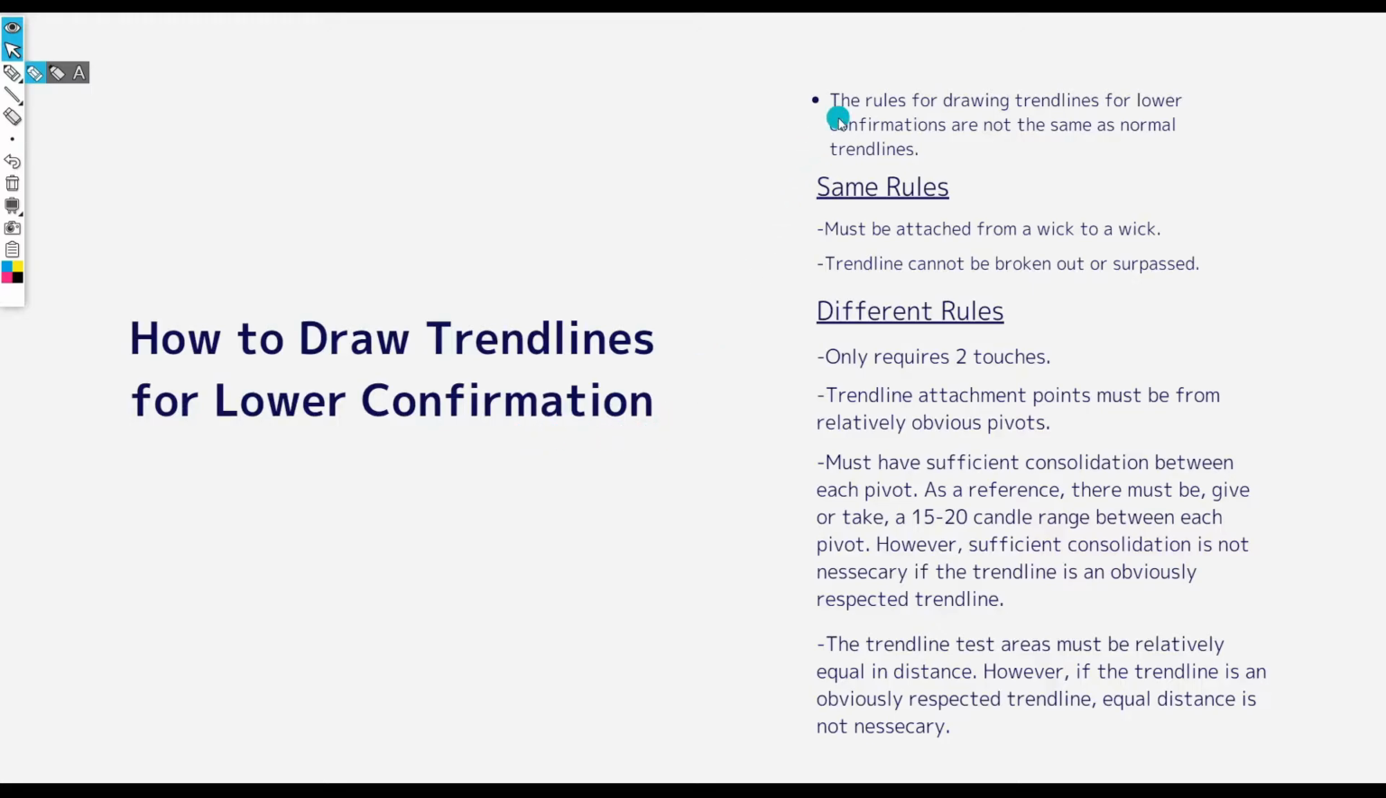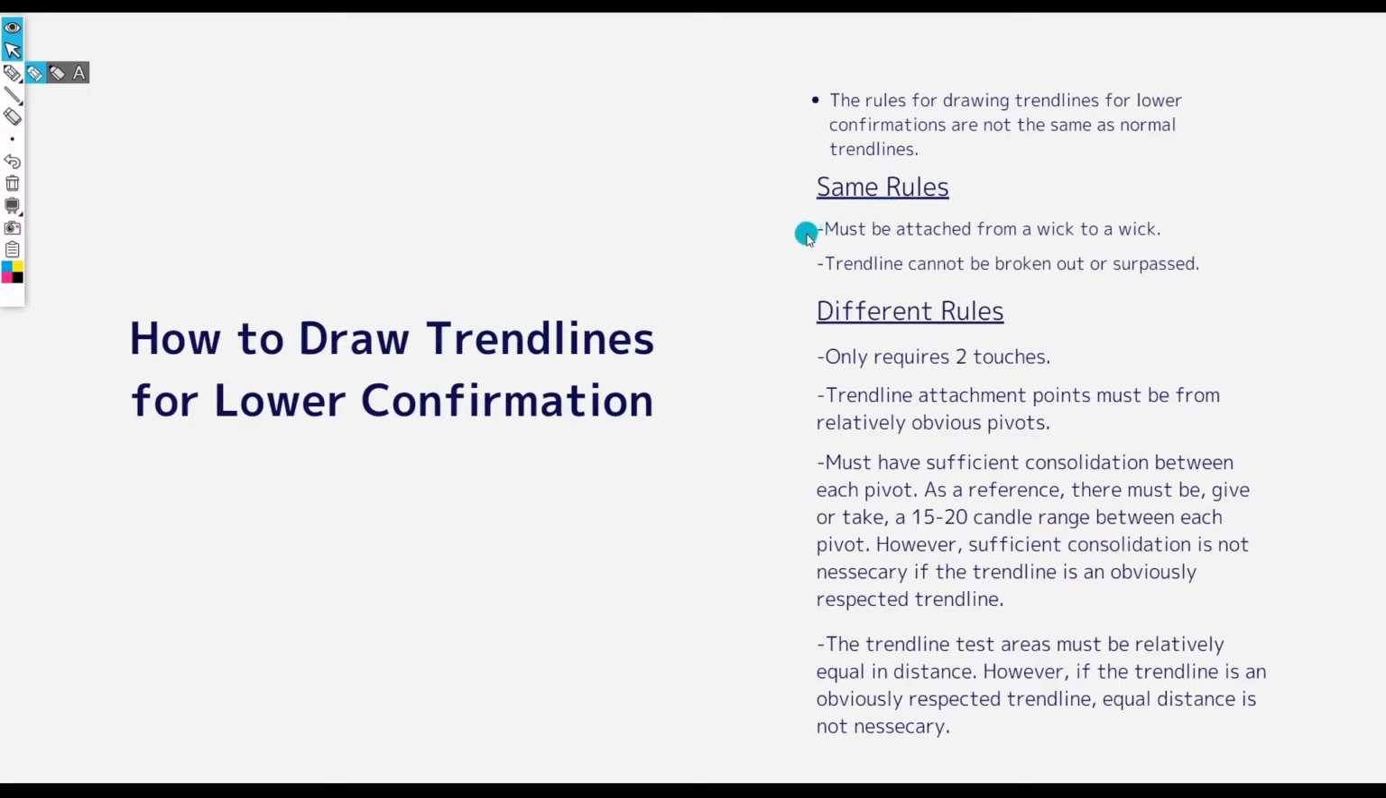Number one, the rules for drawing trend lines for lower confirmations are not the same as normal trend lines. All right, so the rules to draw traditional legitimate trend lines explained in part 1 of this course are partially different from the rules to draw trend lines for lower confirmations. So let's go over the same rules first.